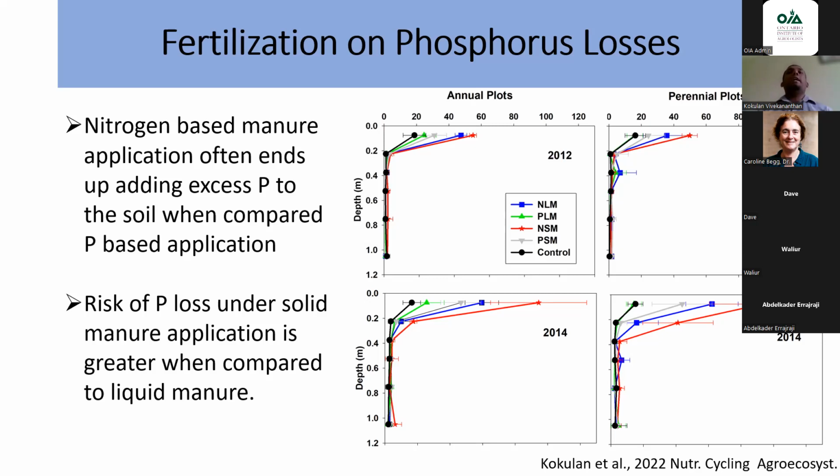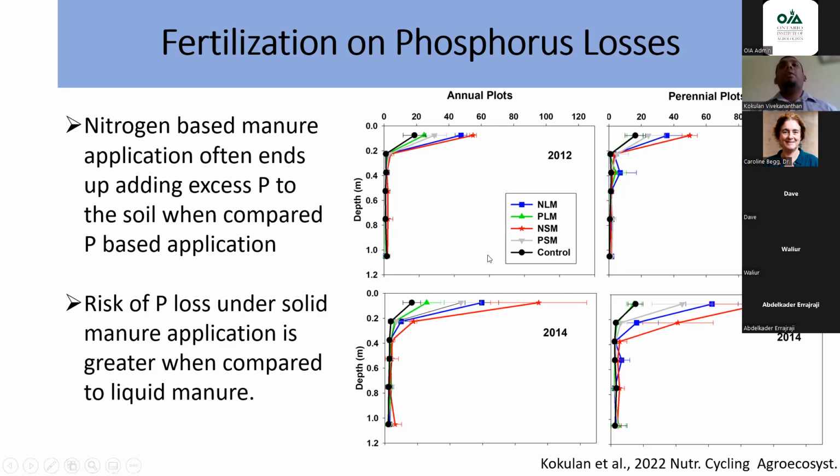So in this study, we applied 4 different combinations of manure treatment, again the swine manure. NLM here is nitrogen-based liquid manure treatment, PLM phosphorus-based liquid manure treatment, NSM nitrogen-based solid manure treatment, and PSM phosphorus-based solid manure treatment. These were applied for the annual crops as well as for the perennial crops in a 3-year study.